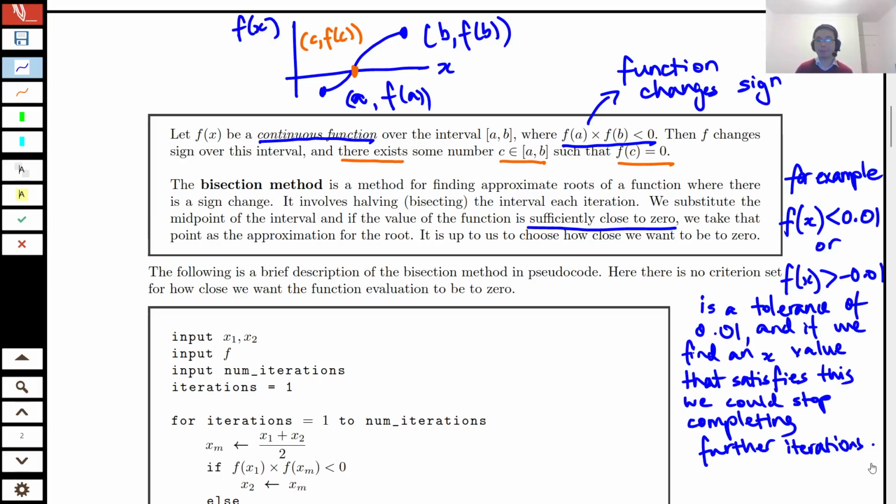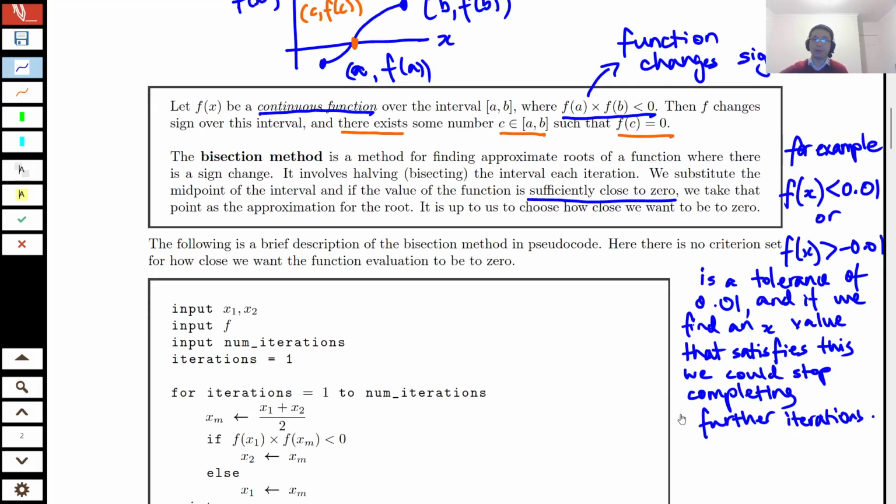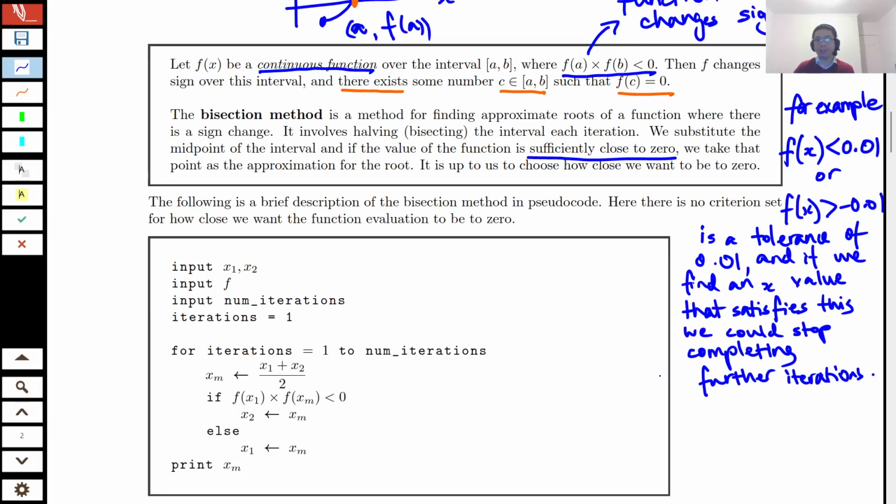Okay, so here's our first description of the bisection method. And you'll notice it's written in pseudocode. So four inputs. These numbers x1 and x2 are what I've called a and b up here. It's just that I'm used to calling them x1 and x2 in my programming work. So define your interval, define your function f, define how many iterations you want to do.